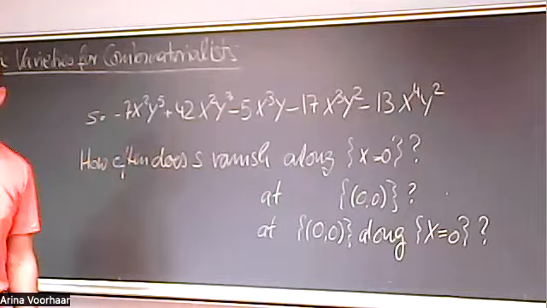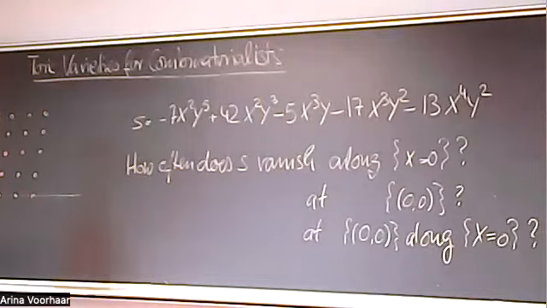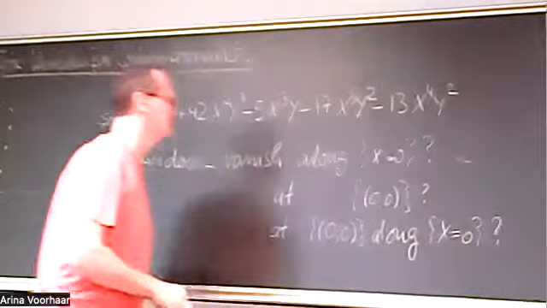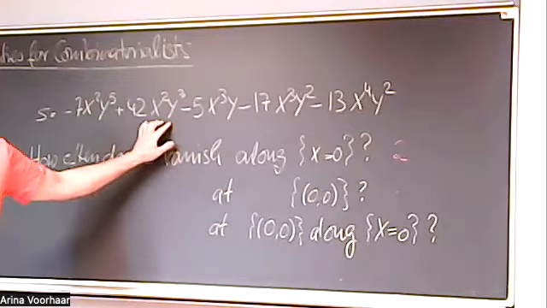So how often can I divide this polynomial by x? You can divide it twice. Why? Because every term is divisible by x, even by x squared, but this term here, for example, is not divisible by x cubed. And that's why 2 is the answer.